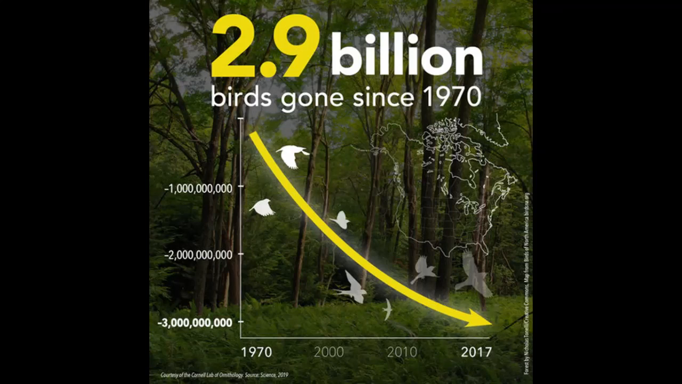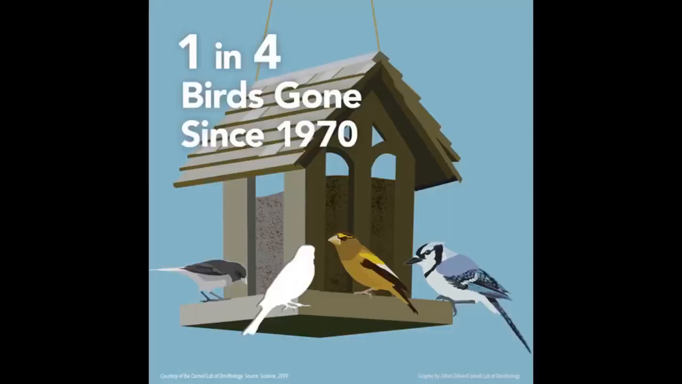So you may be familiar with this study that came out last year about the state of birds in Canada and the United States. The study looked at the total number of birds across all species since 1970 and found that we've lost 2.9 billion birds. That is a pretty staggering number of birds. And it is some cause for concern because it comes out to be about 1 in 4 birds gone since 1970. That's just in a human lifetime.